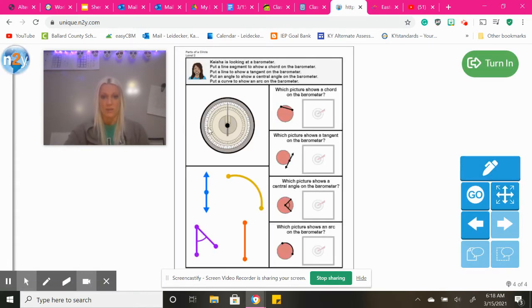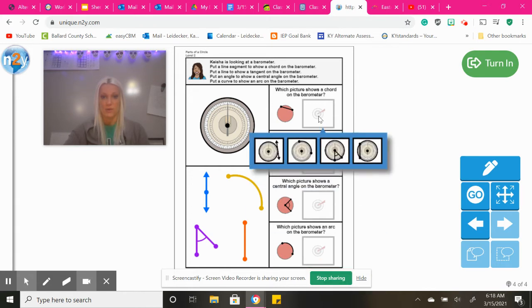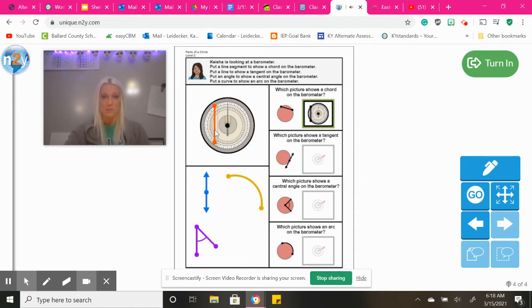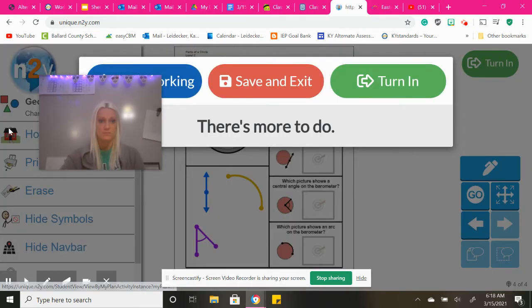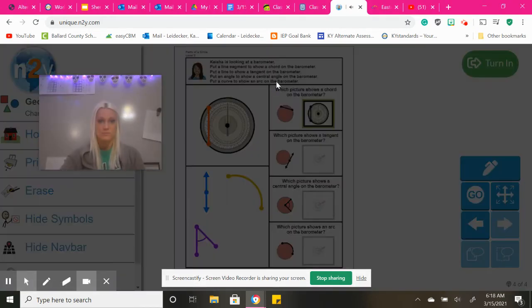Again, we're labeling our circle here, and you put what matches what it's asking you to do. Like this one's asking you for a chord, and then you'll put the chord on the circle. There's more to do.